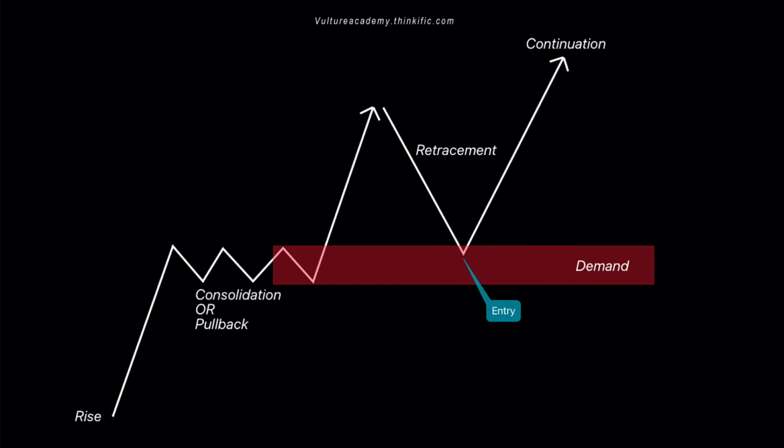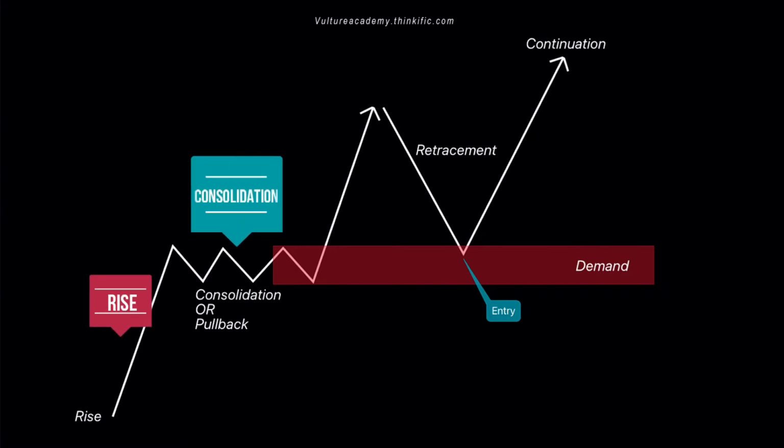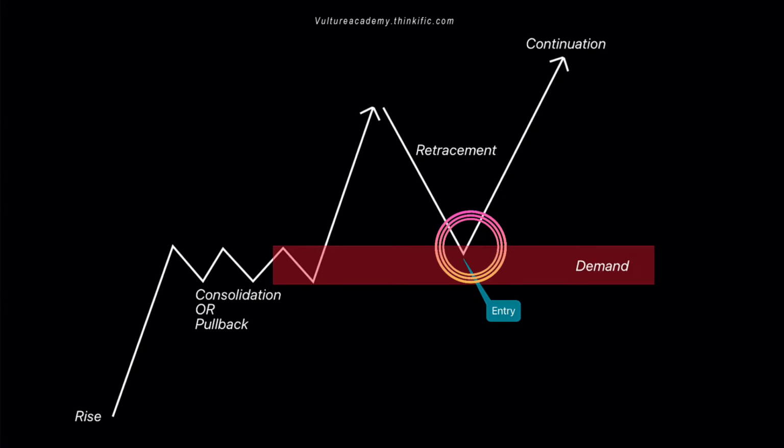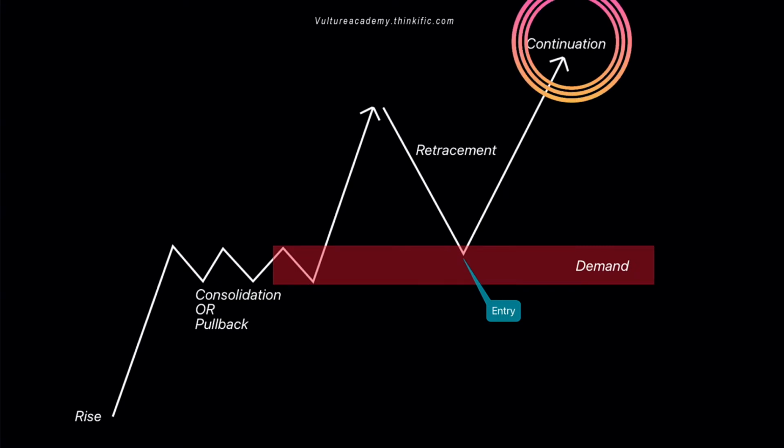Here's what an upward continuation zone would look like. Price initially has a rise, followed by consolidation, and a rise again. Now after the second rise there is a retracement, and this retracement will happen until price reaches the consolidation zone. This is because a level of demand was created within the consolidation zone. So you would enter buys at the demand zone because it's an area of increased buying, and then price continues moving in the upward direction to create a higher high.